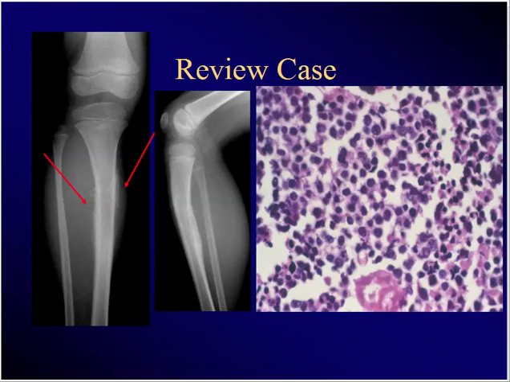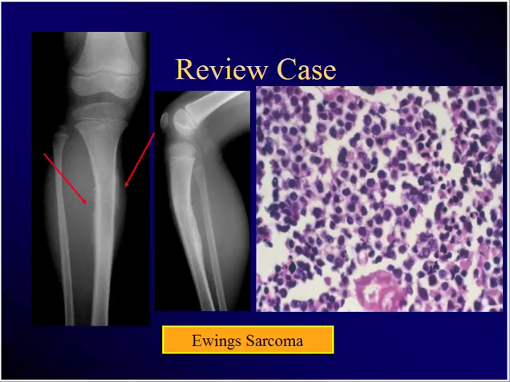Okay, young person, skeletally mature, diaphyseal lesion. These changes here. Pain and a fullness in the calf with this histology. What's the diagnosis? Okay, I heard clearly Ewing's. Good. You'll see one of those.